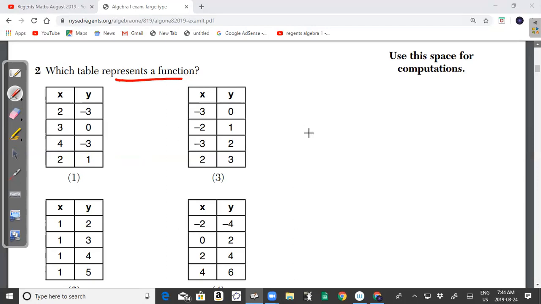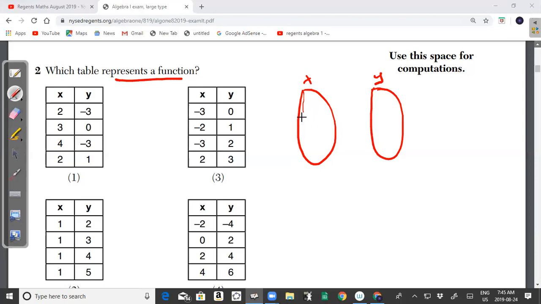So if you're not comfortable with tables, you know, sort of visualizing what's going on using a table, you can convert these tables to what you call a mapping diagram. So for number 1, I'm going to use a mapping diagram because it's probably easier for you to see whether or not it's a function. Remember, for the mapping diagram, you have two ovals. The first oval represents your x values, input values, or your domain, and the second oval represents your y values, or the output, or the range.